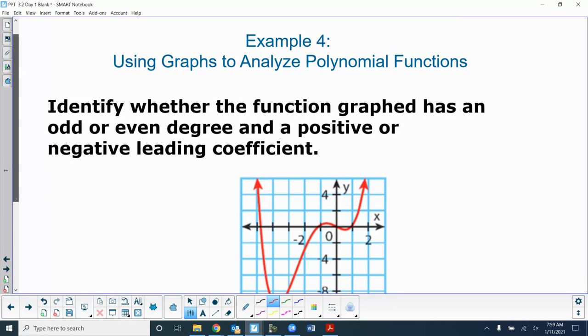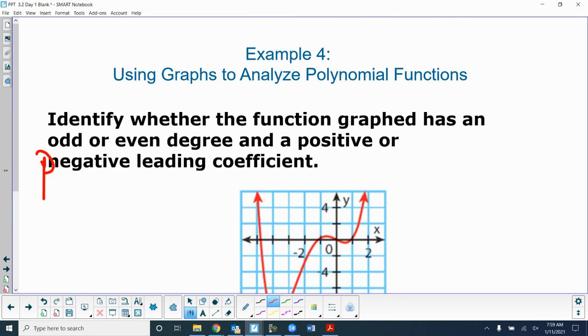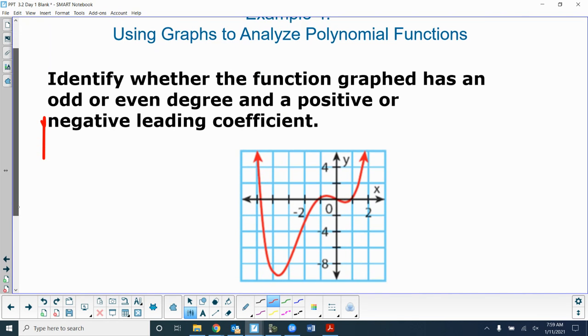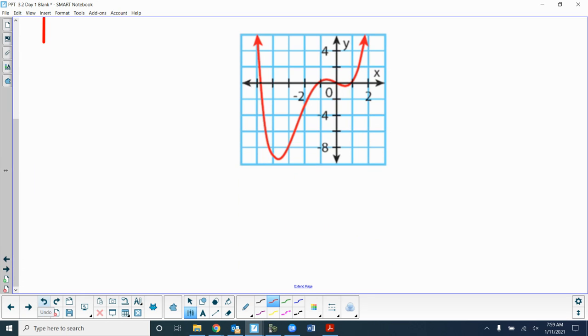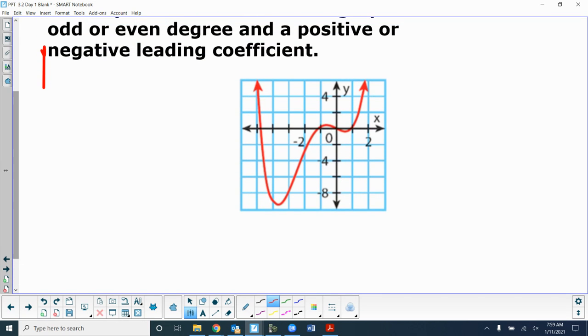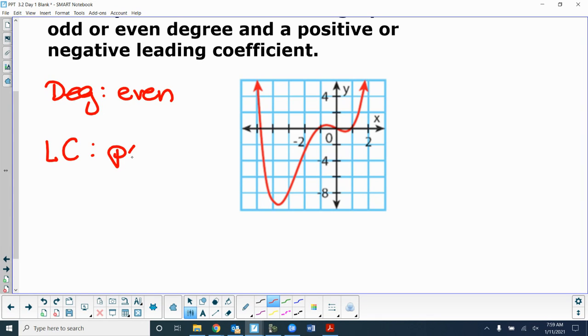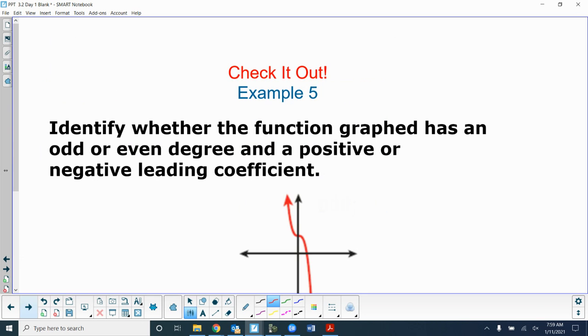How about this one? Even or odd degree? Even, thank you. Since they're going the same direction, that means my degree is even. And that leading coefficient, looking at the far right, is going up, meaning positive or negative? Positive, up, positive, down, negative. Okay? And it's probably a positive 4. 1, 2, 3, 4 that it crossed the x-axis.